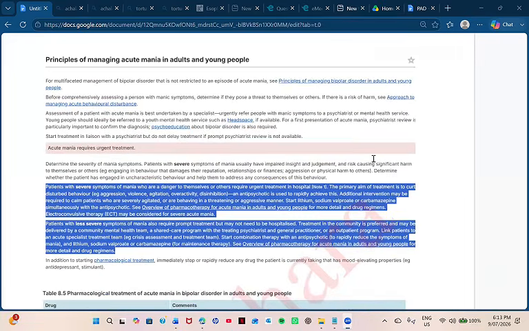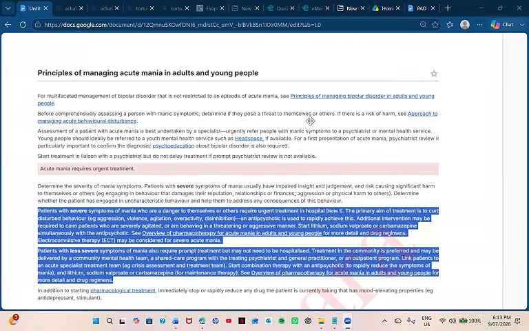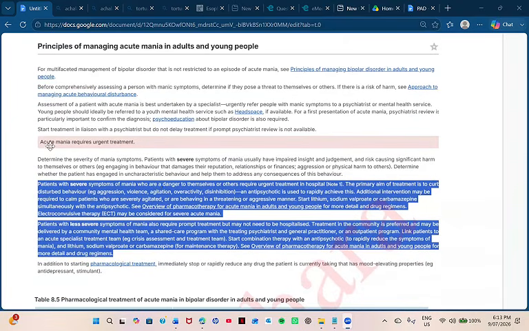Okay, before that, we'll quickly go through the principles of managing acute mania in adults and younger people. Determine the severity of mania symptoms, right? First of all, you need to determine the severity. If mania is present, you must urgently do the treatment. You have to hospitalize the patient because the patient needs urgent treatment. Then you have to assess the severity of the symptoms. That is another most important thing.